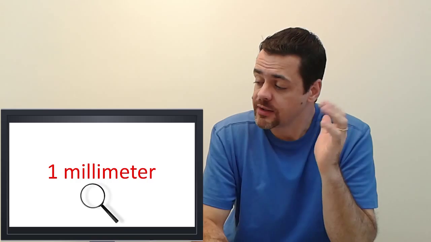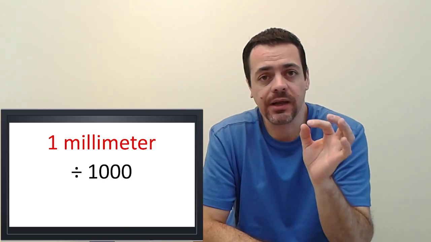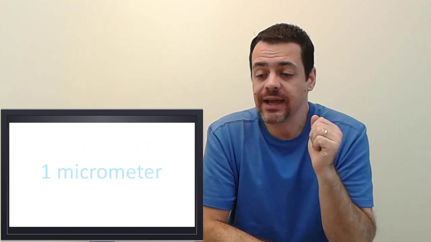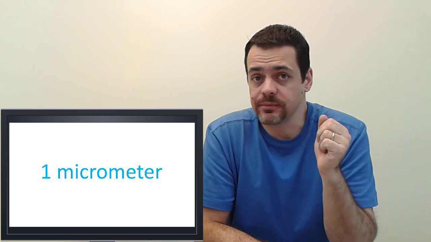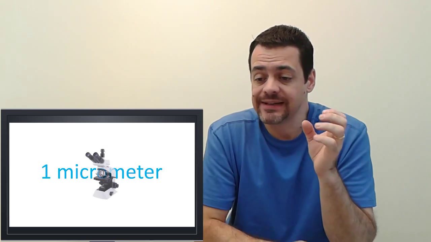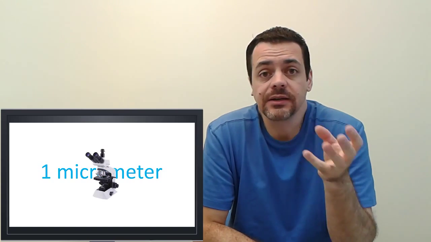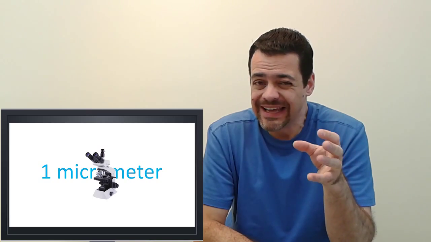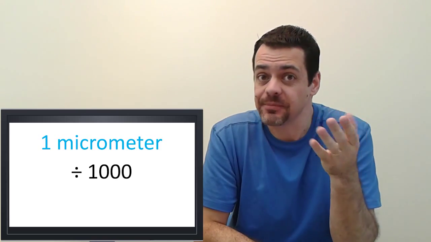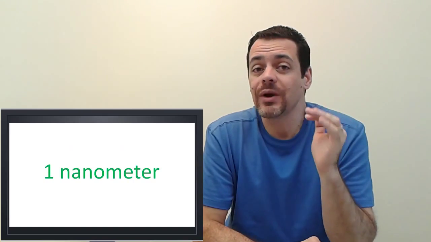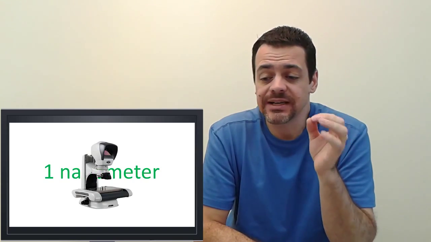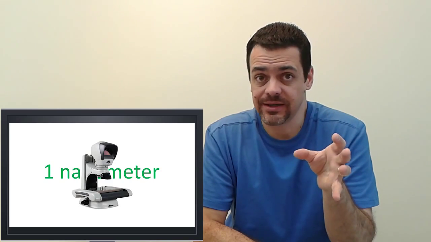The atom is smaller, so we need to take this 1 millimeter and divide it into 1,000 equal parts. So we get 1 micrometer. 1 micrometer is like 1 bacterium, for example. We can see something about this size using a normal microscope. But the atom is smaller, even smaller. Let's take 1 micrometer and divide again by 1,000. We get 1 nanometer. Something about this size can be seen using an electron microscope.